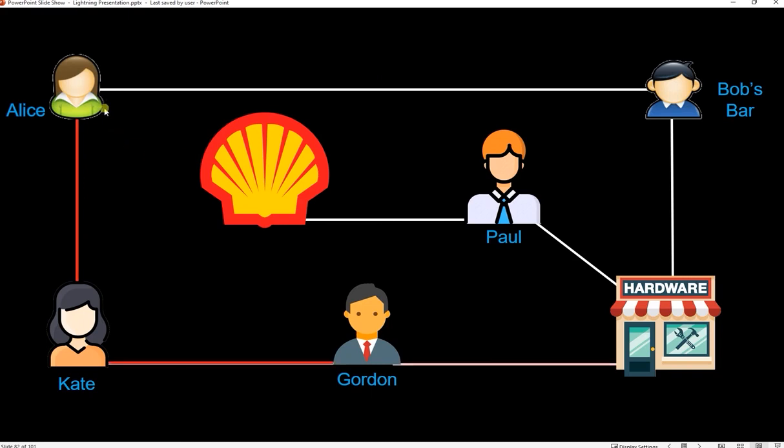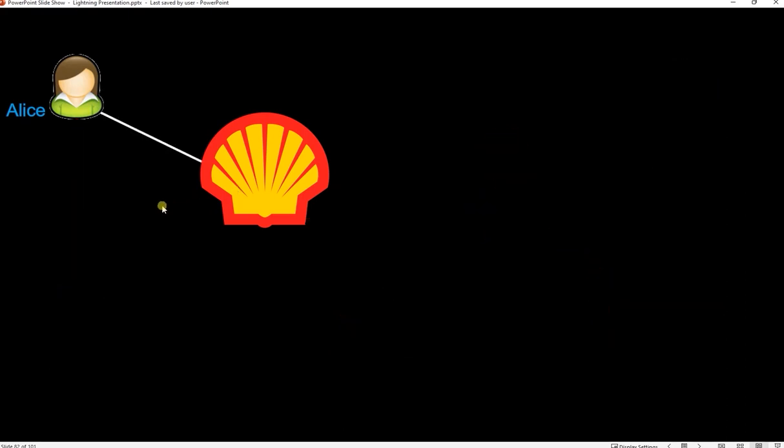So it would work like this. She'd send a payment to Kate. Kate would send it to Gordon, hardware store, Paul, all the way to Shell. Now, how does that work? All right. Well, we're going to have a new type of contract. So first, Shell's going to come up with a payment secret.